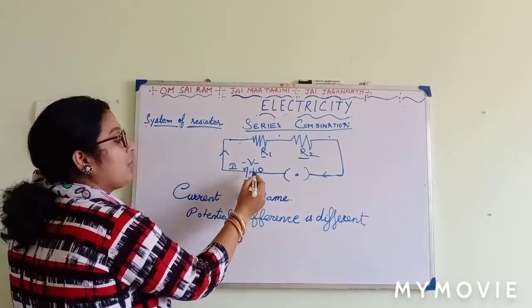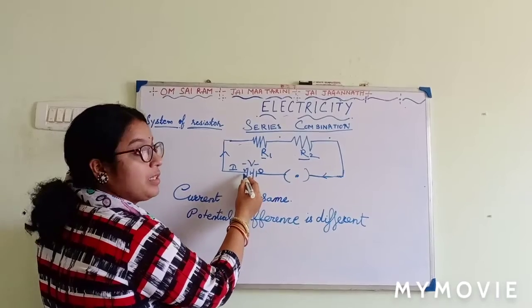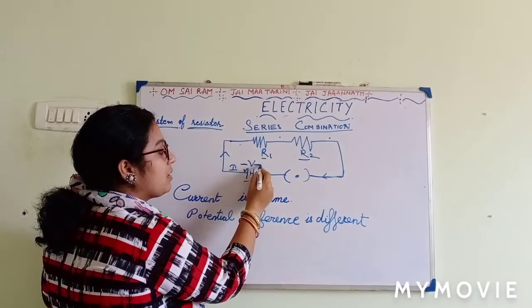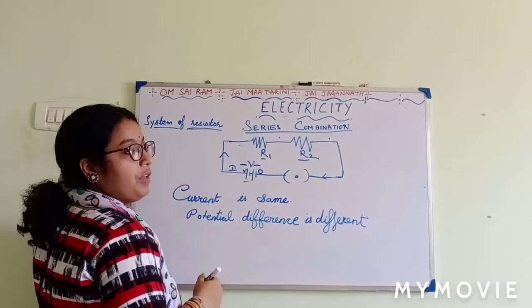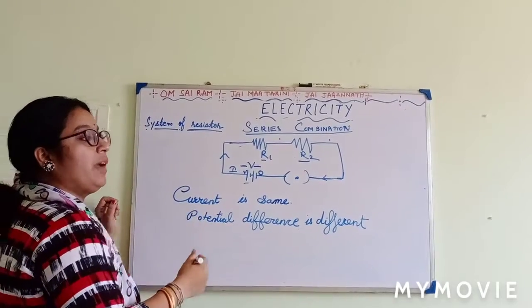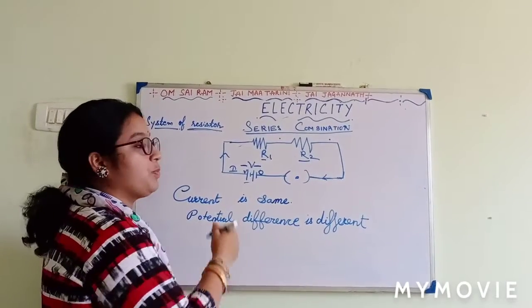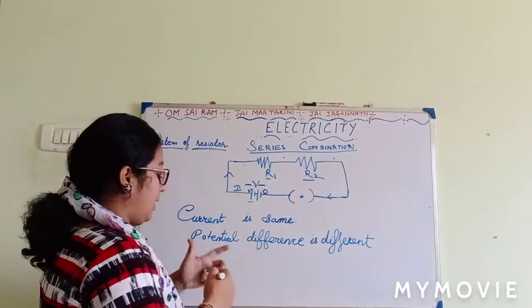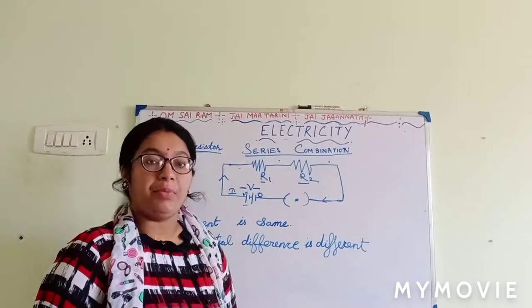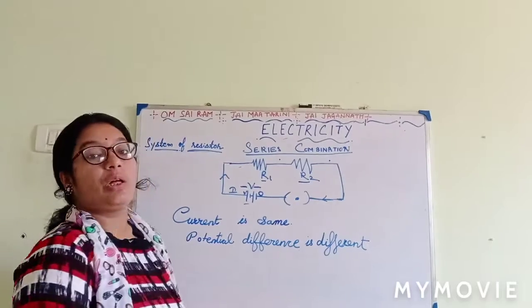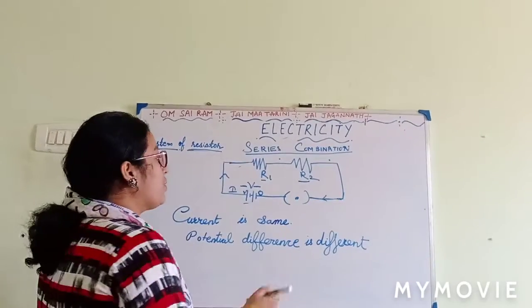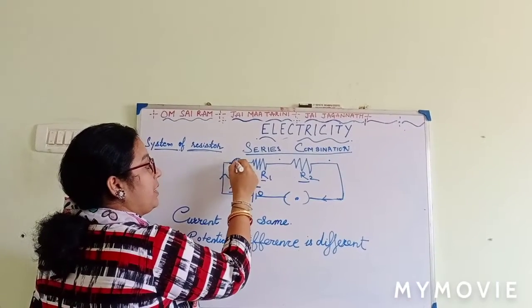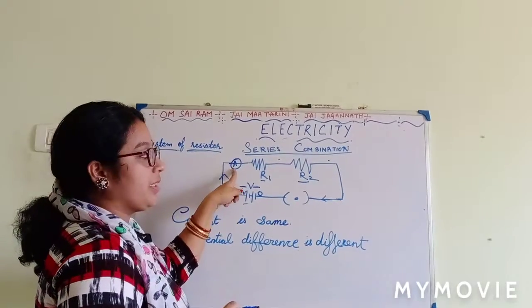So if the potential at this point is 0 and this point is V, the potential difference of this battery is V volt. So we have taken a battery of V volts, which is providing a potential difference of V. Now in series, what measures current? Ammeter measures current. Ammeter is always connected in series. So we will place the ammeter over here. In series, if I place it, I will measure the current.